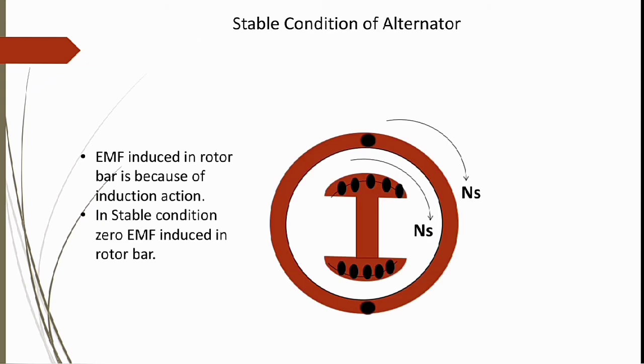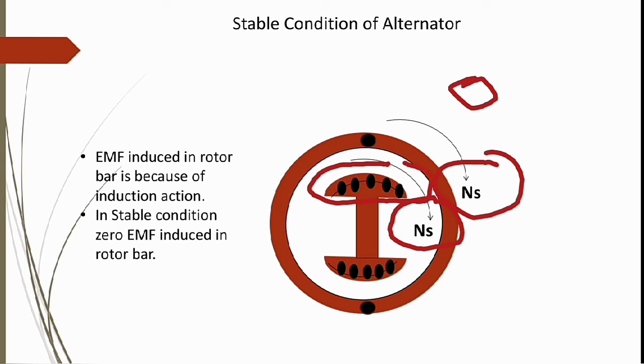So what is the stable condition of an alternator? We know the EMF induced in the rotor bar is because of induction action. The stable condition is when the EMF is 0, when in the damper winding we don't get any EMF, because in the stable condition both have the same speed, so the relative speed between stator and rotor is 0.